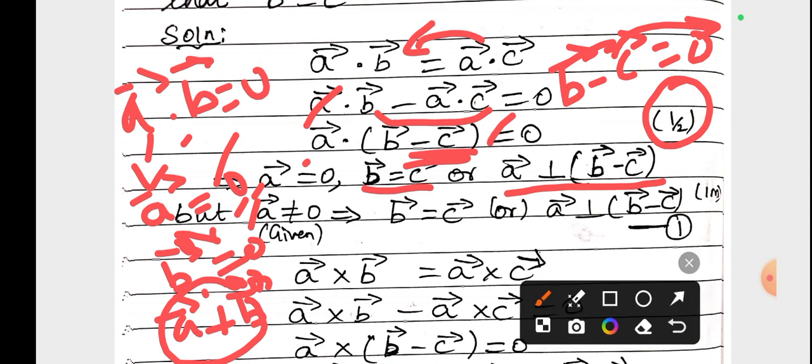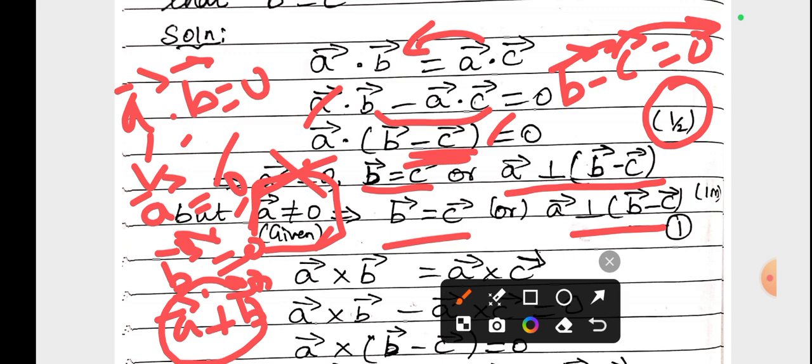And we are given here A vector not equal to 0, that is given in the question. So A vector 0 is not accepted. So only two options: one is B vector equal to C vector, or A vector perpendicular to B minus C. Any one is the only option.